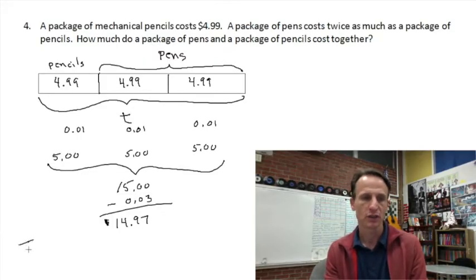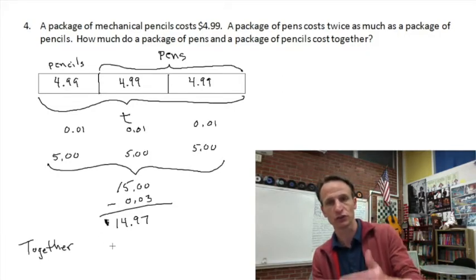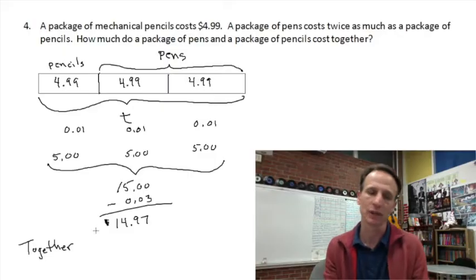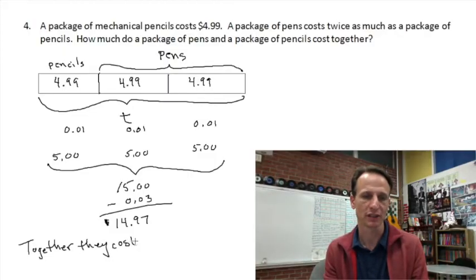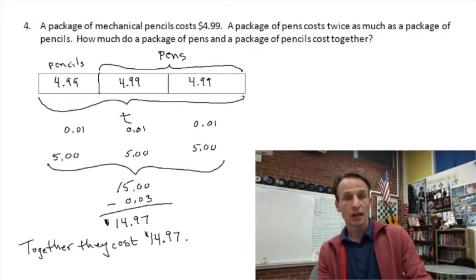So together, you notice I'm kind of lazy when I write these. I must admit, I'm not going to write a package of pens and a package of pencils together cost. I'm not a robot. Together they cost, I just want to get to the point here. We know what we're talking about, right? I don't have to say it every time. $14.97. Let's go on to the final example.